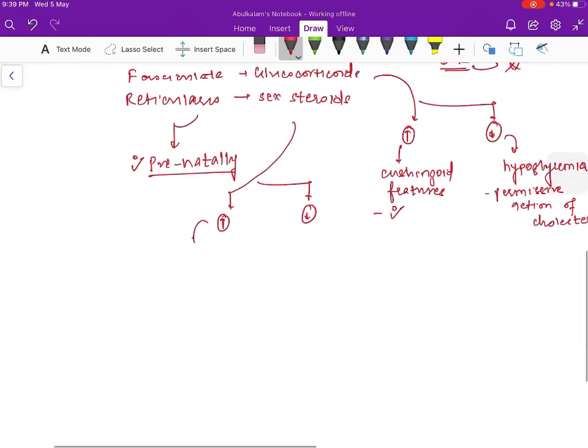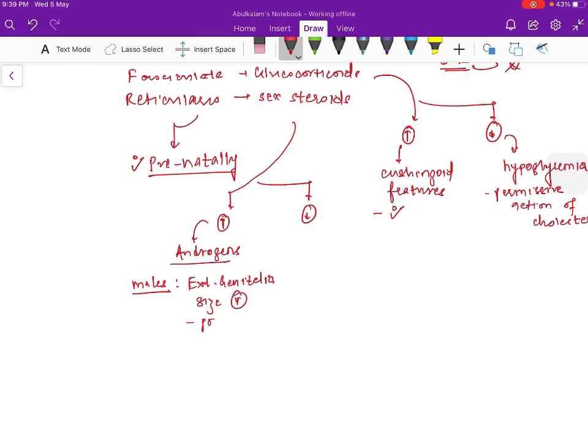What happens if sex steroids are increased? Sex steroids are basically androgens. If the androgens are increased, what will happen in males? Males usually do not exhibit a severe defect when androgen levels are increased. What is happening is the external genitalia size will increase. That is, prostate size will also increase.